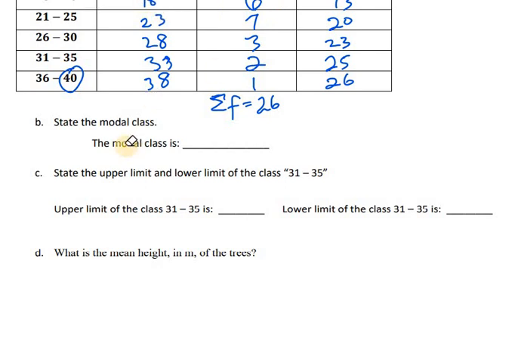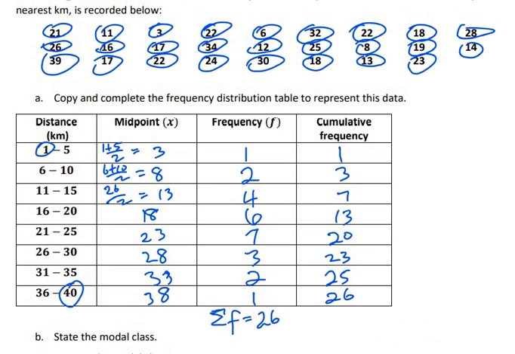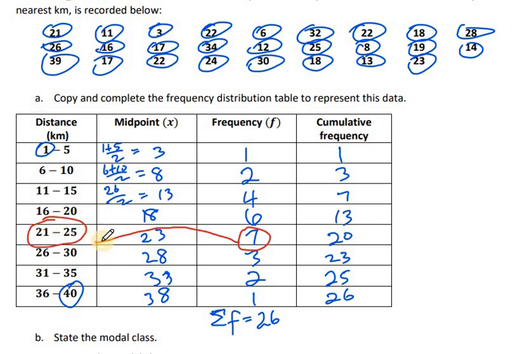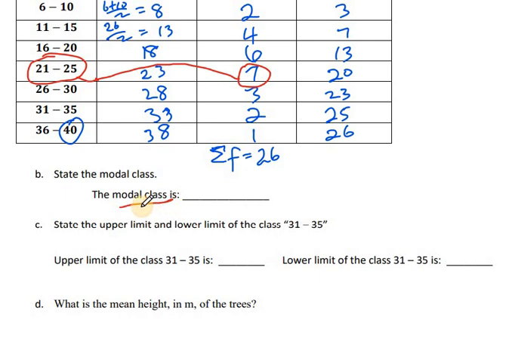The next question asked is to state the modal class. Now the modal class is the class with the most persons, so our highest frequency. So let's look at the highest frequency. The highest frequency here is actually 7. And we go over to see which class has these 7 individuals, and that's the class 21 to 25. So remember, when we say modal class, we're looking for the class with the highest frequency, the class that has the most students. And that's the class 21 to 25.